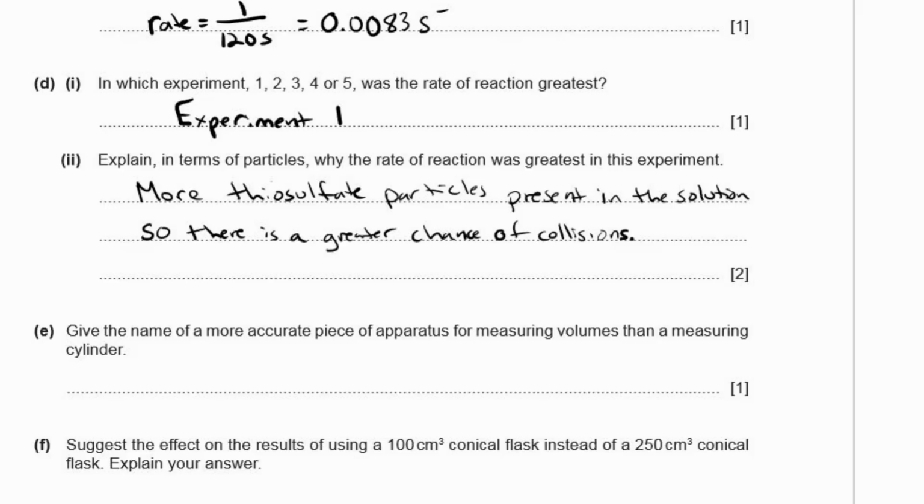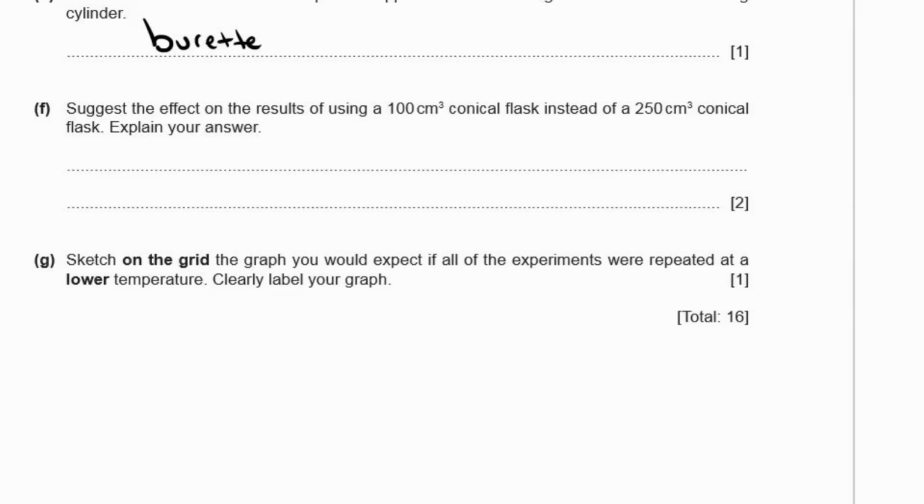E. Give the name of a more accurate piece of apparatus for measuring volumes than a measuring cylinder. Well, there are a couple of things you can use, but generally the best thing would be a burette. They can be very, very accurate. You can also use a pipette. They work as well. Measuring cylinders often have a wider volume. Burettes and pipettes are very, very narrow tubes, so you can measure very precise volumes.